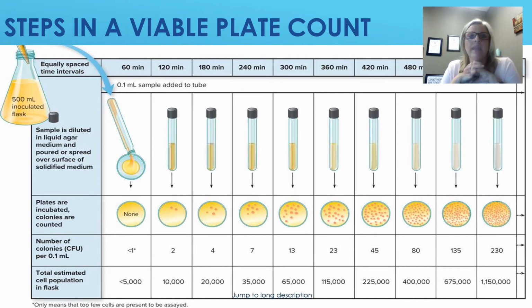So this is how we count the number of colonies, and this is via a serial dilution here. And so the calculation is the number of colonies times 10, and that's converting your 0.1 milliliter sample to 1 milliliter standard, times the total volume of the flask, which in this case happens to be 500 milliliters.